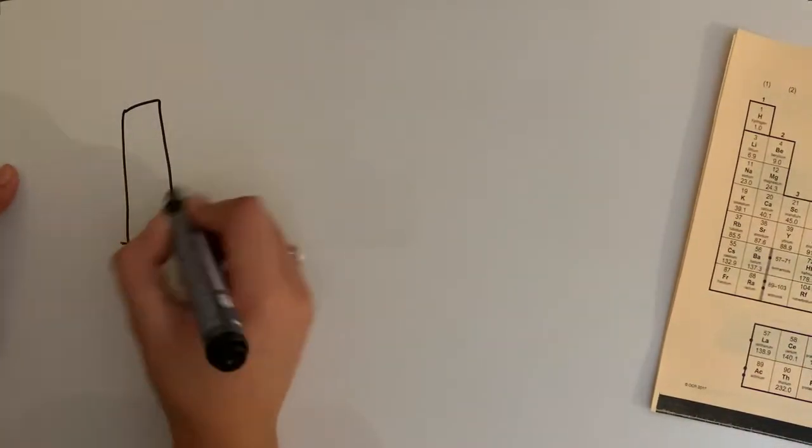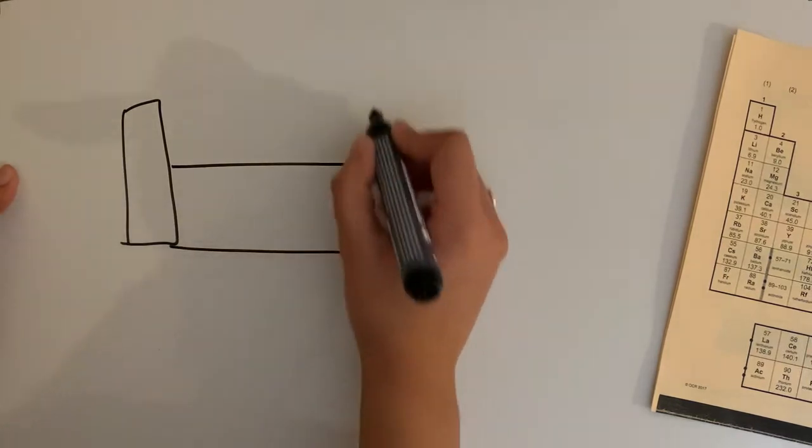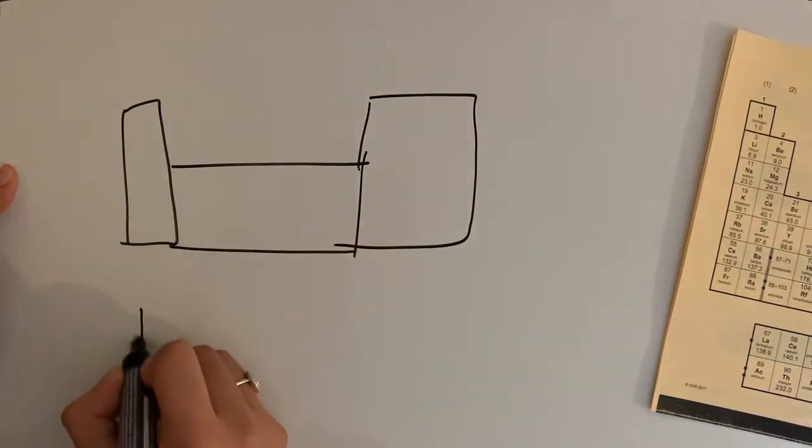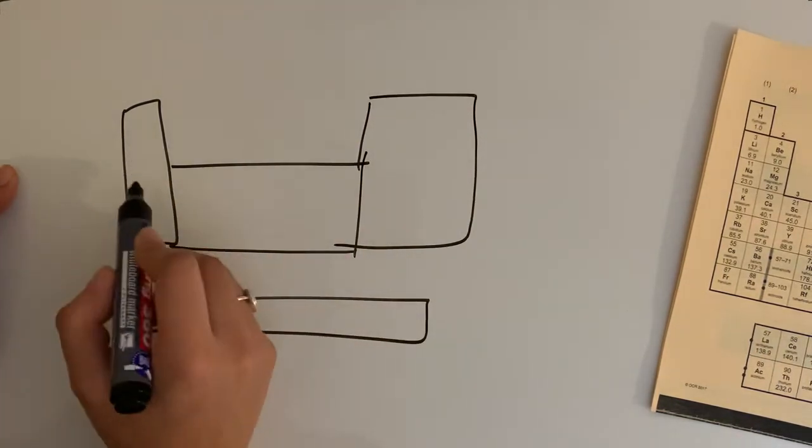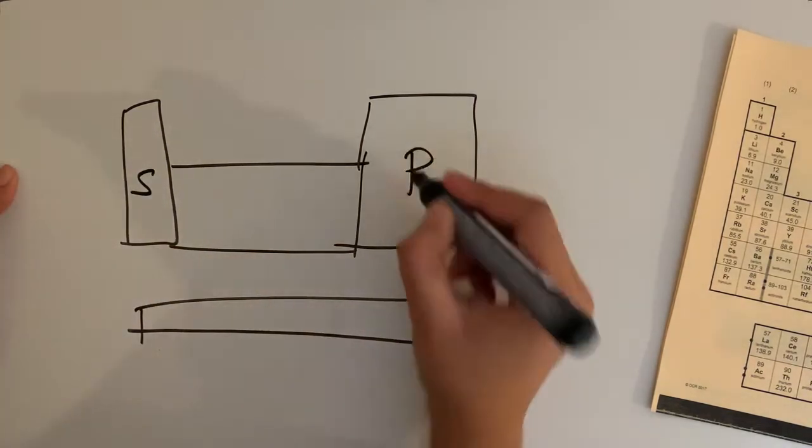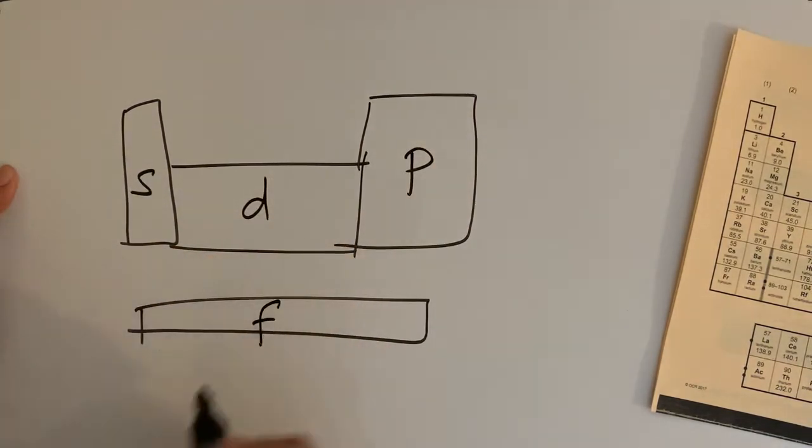So just a quick sketch of that, of our periodic table, very rough sketch. Okay, so this one here is our s block, this is p block, d block and f block, and that is worth remembering for the exam as well.